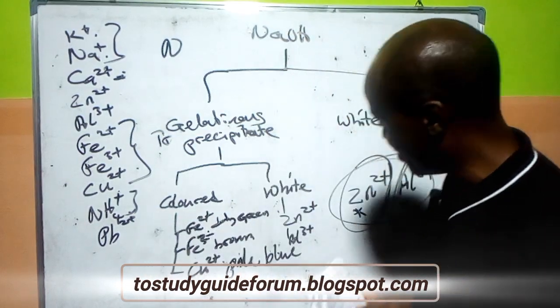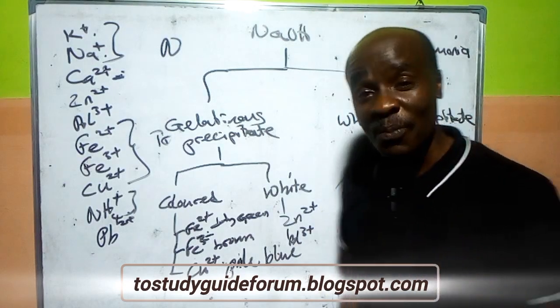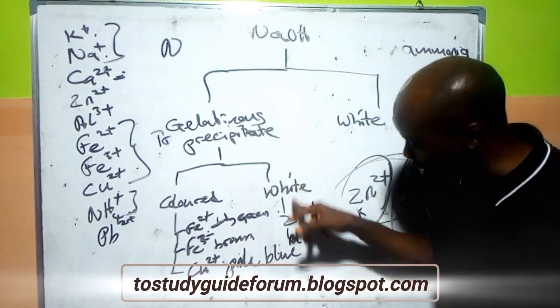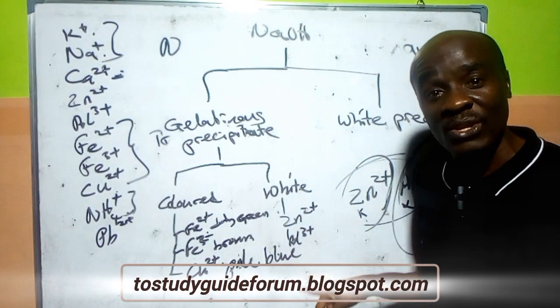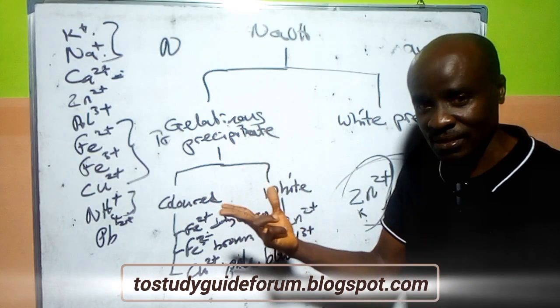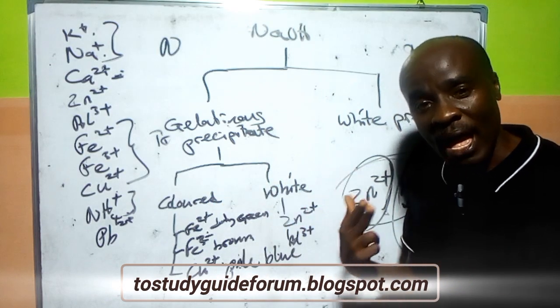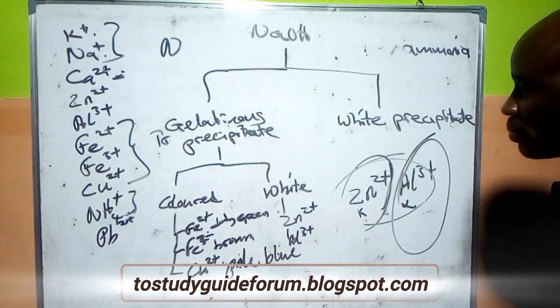Let's continue with what we're doing. Let us not be too fast. So this is one of the ways of knowing what to put in the inference. See how easy it is. Because once you have white gelatinous precipitate, two of them, that is why two of them should appear in your inference. That means likely present: you see that zinc is present, or aluminum ion is present. Now we are done with the gelatinous precipitate.